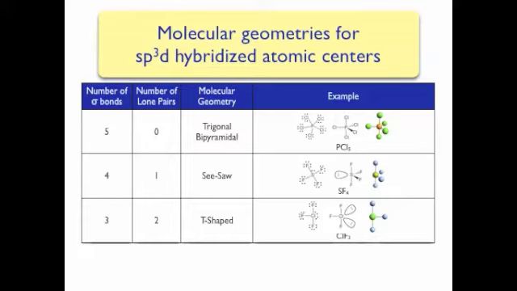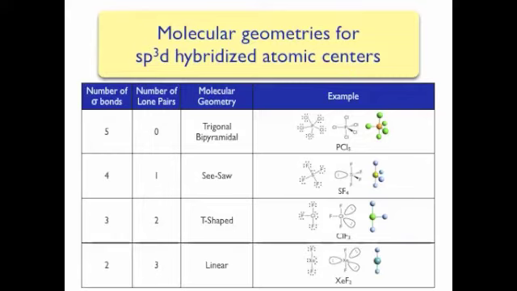If an atomic center has 3 sigma bonds and 2 lone pairs, the molecular geometry will be T-shaped. Chlorine trifluoride is an example of a T-shaped molecule. Note that 2 of the hybrid orbitals are occupied by lone pairs. Finally, we can have a linear geometry once again if a molecule has 2 sigma bonds and 3 lone pairs. Xenon difluoride is an example of a linear molecule. Note that the xenon atom has 3 lone pairs around it in hybrid orbitals. This is what gives rise to the linear geometry.